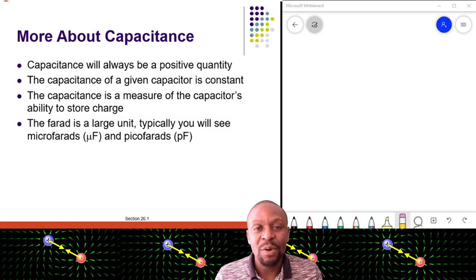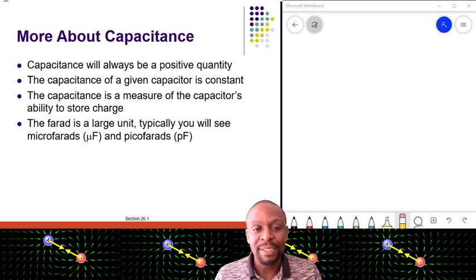The capacitance of a given capacitor is constant. It doesn't change. It doesn't depend on the change in potential difference or the charge that we have defined it with in the previous slide. I just want to repeat it again, good people. The capacitance of a given capacitor is constant because capacitance is a property of the physical capacitor. The capacitance is a measure of the capacitor's ability to store charge.